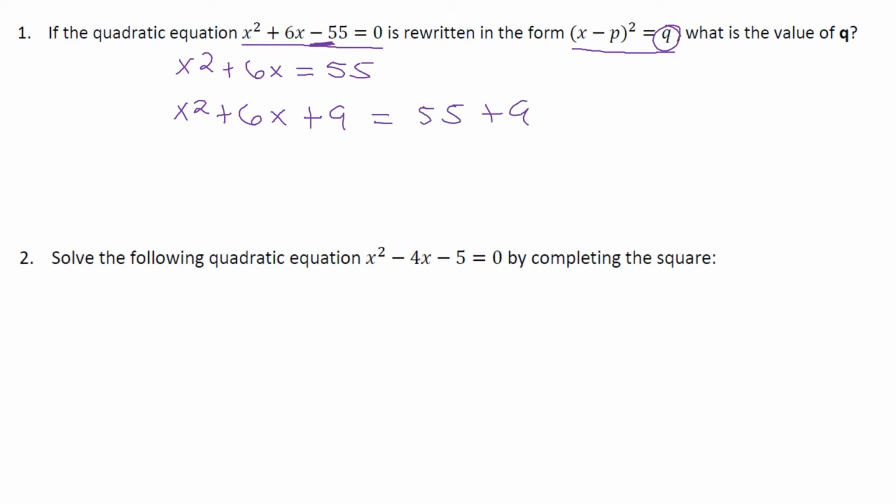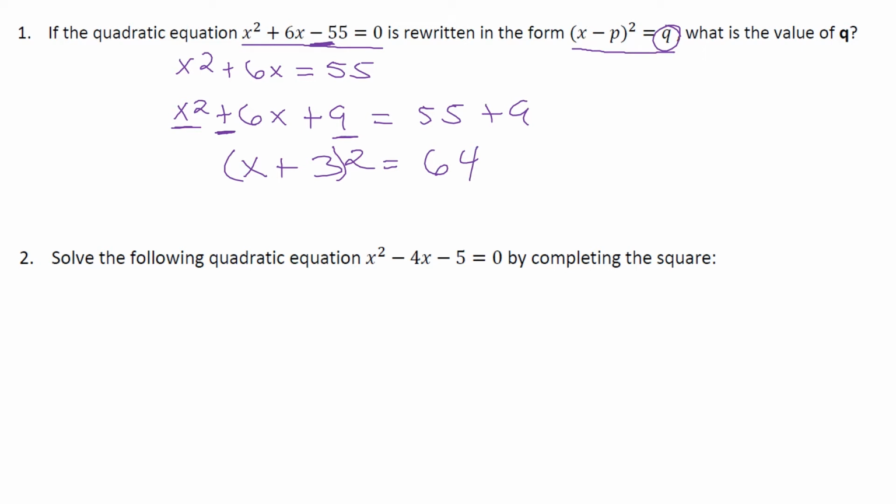And then I want to factor the left-hand side. This is a perfect square trinomial. Take the square root of x squared, which is just x. Remember to take half the exponent. And the square root of your c, so square root of 9 is 3. Whatever sign you have here, that's the sign you're going to put, squared. All right. Simplifying my right-hand side, 55 plus 9 is 64.